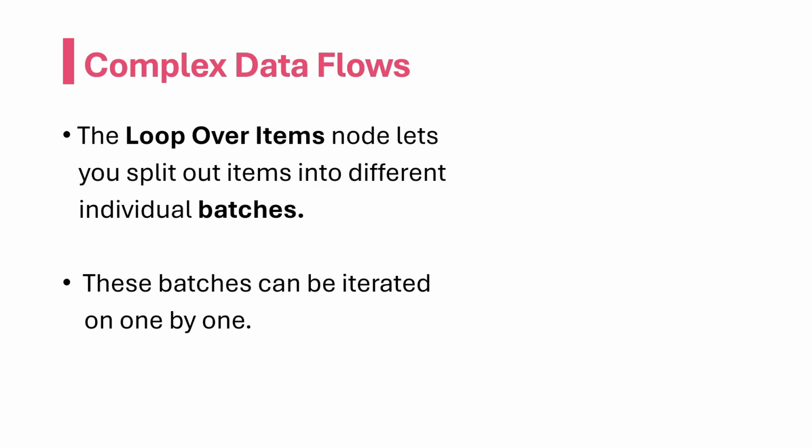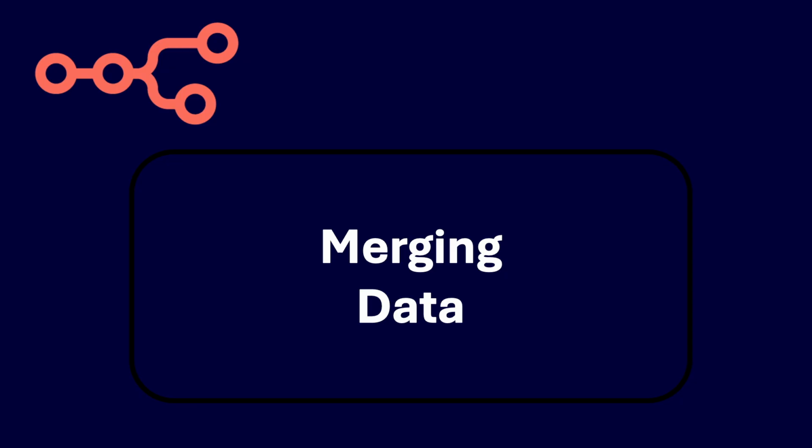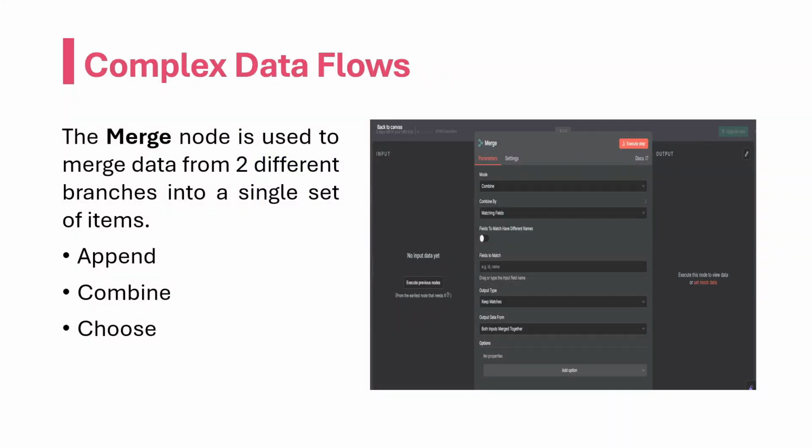After splitting and looping data, we often need to combine outputs from two branches. For example, one branch might fetch customer details and another might fetch their order data. The Merge node helps us bring both together into a single data set. It offers three modes. First is append, which simply stacks items from both inputs. Second is combine, which pairs items side by side like columns in a table. And choose, which lets you pick which input's data to keep. This level of flexibility makes the Merge node perfect for integrating data from multiple paths in your workflow.